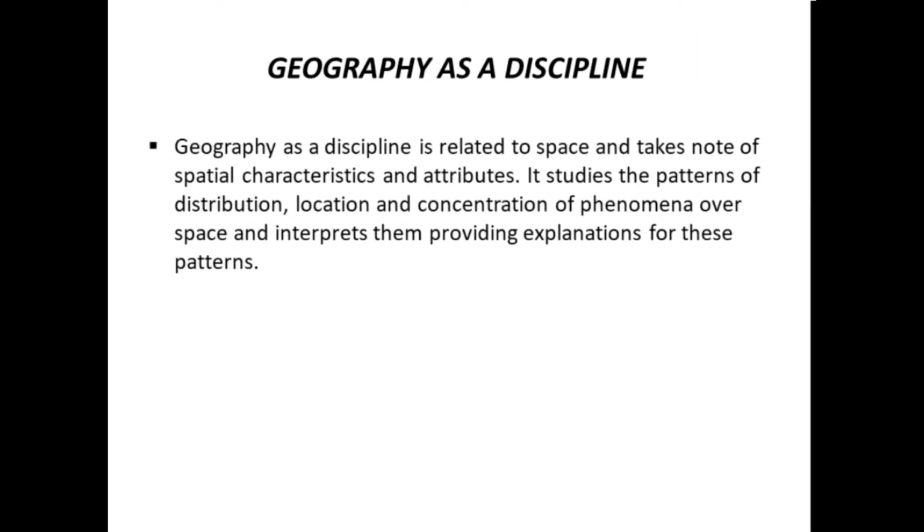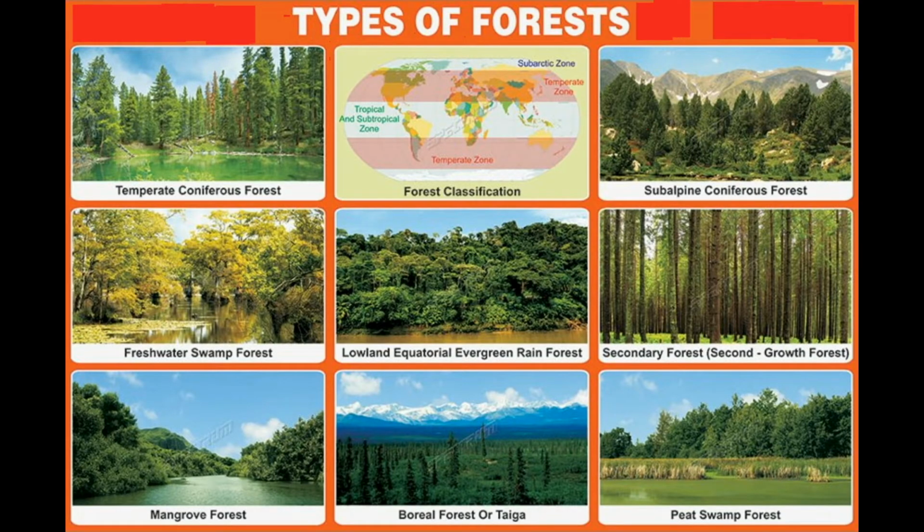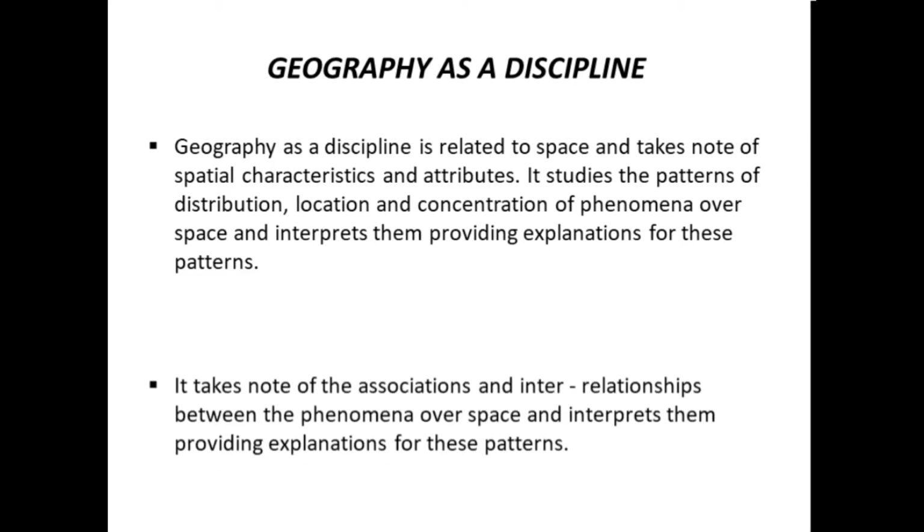Thus, geography as a discipline is related to space and takes note of spatial characteristics and attributes. It studies the pattern of distribution, location and concentration over the Earth's surface and finds the explanation for it. That is what, where and why. For example, when studying natural vegetation, we identify different types of vegetation, then we find their location and establish an explanation for its distribution, location and concentration.